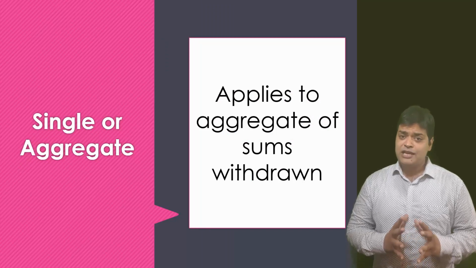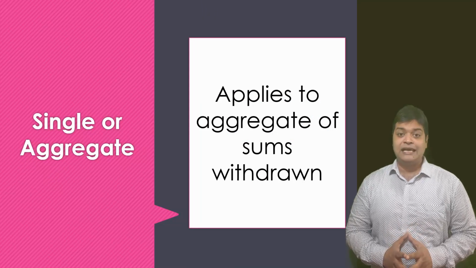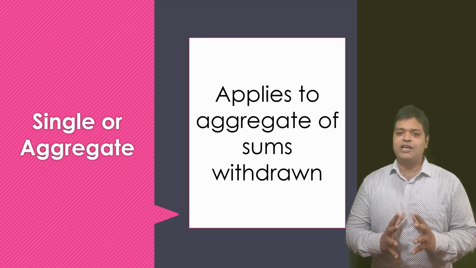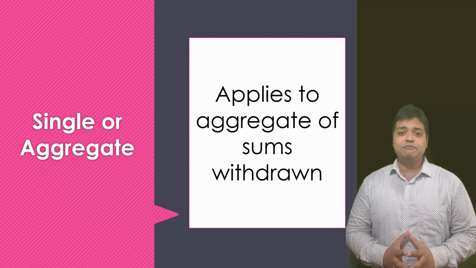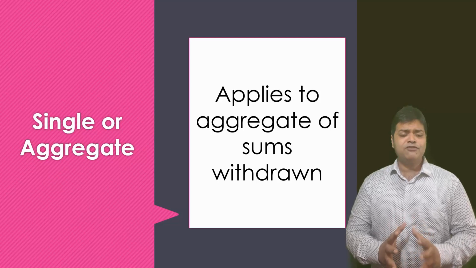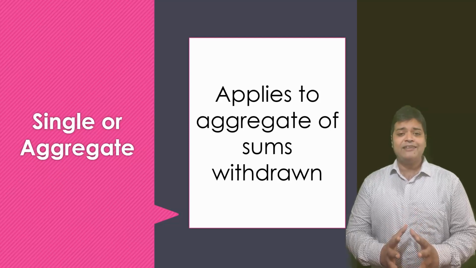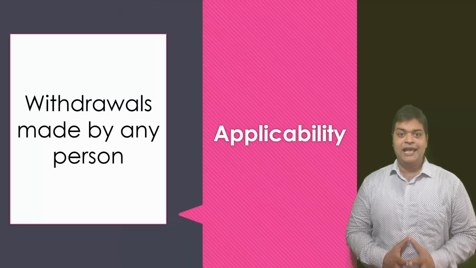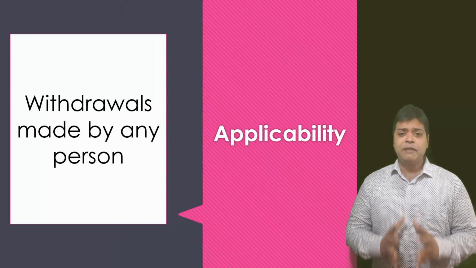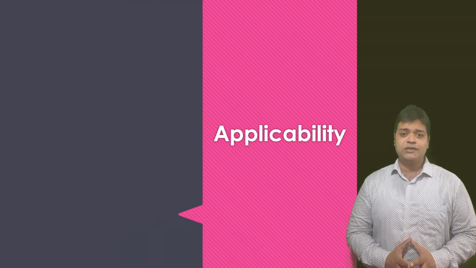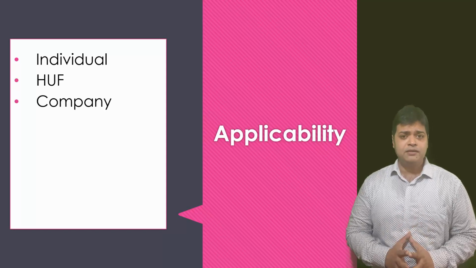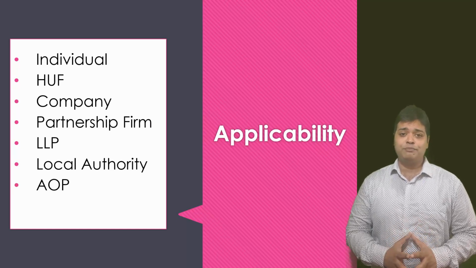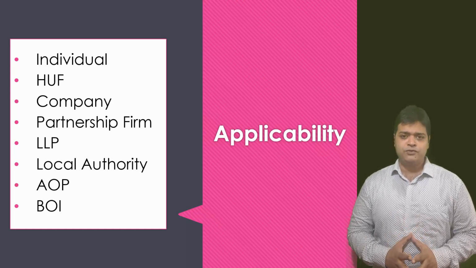One important thing to be taken into consideration regarding this section is that it applies on aggregate sums withdrawn from a particular payer in a financial year. That means if a person has multiple accounts with one bank, Section 194N will take into consideration the aggregate of withdrawals from all these accounts from one bank in a year. The section will apply to withdrawals made by any person. That means it would include an individual, HUF, a company, a partnership firm, an LLP, a local authority, an association of persons, that is AOP, or body of individuals.